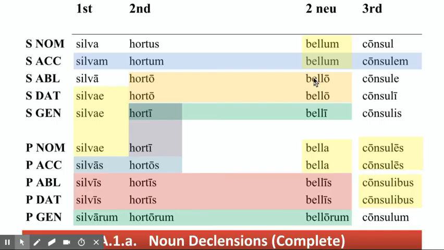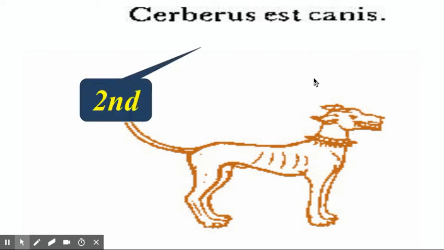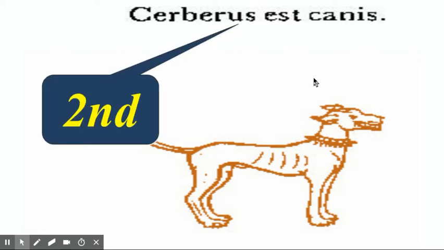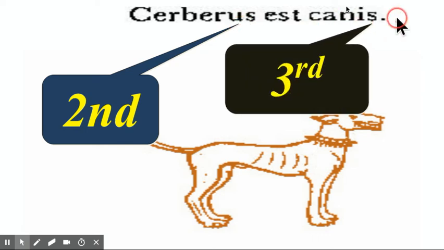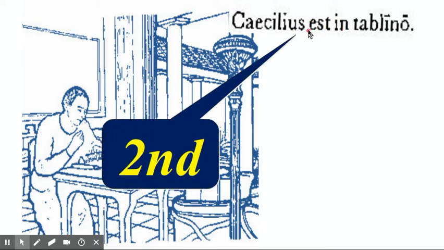Now, what is the noun declension important for? It tells you, first of all, part of speech. So Cerberus or Kerberos ends in us. That's a second declension noun. Canis, well, that's a third declension noun because it doesn't fit with the other ones. There's no short is. Third declension is kind of like whenever you don't know something, you just put it in third. How about this one? Caecilius. The us tells you he's a second declension noun. How about tablino?